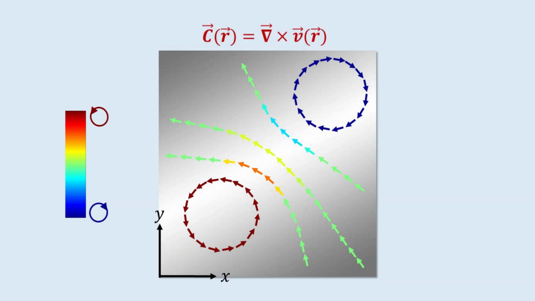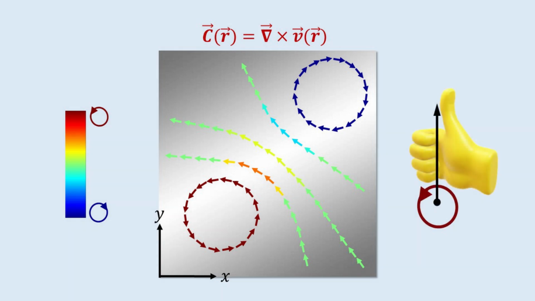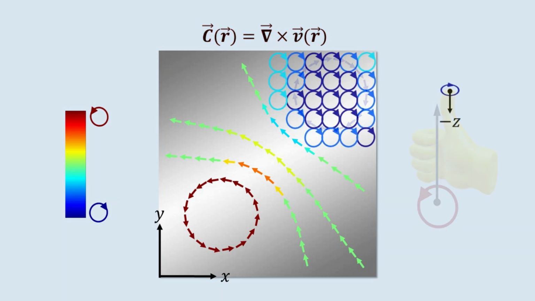We can quantify the amount of rotation by calculating the curl of the vector field, here denoted as C. The curl vector points in the plus or minus z direction since the rotation of the vector field is in the xy plane. The convention is given by the so-called right thumb rule. We illustrate the local curl field in the region where the vector field V has clockwise rotations. Here the curl vectors are all pointing in the minus z direction.